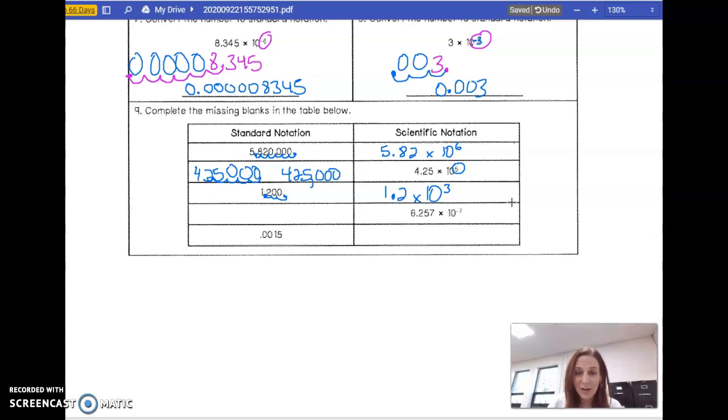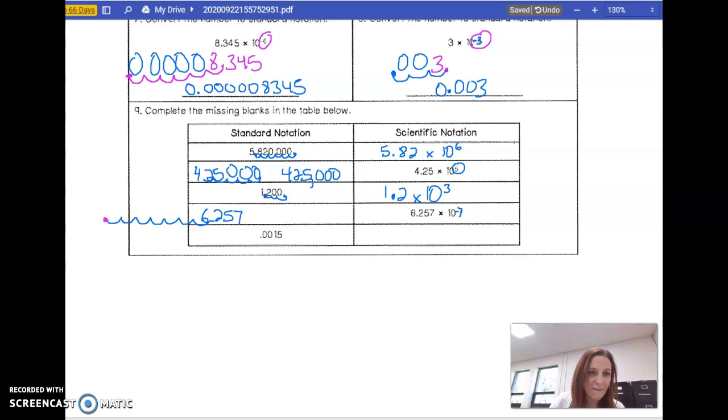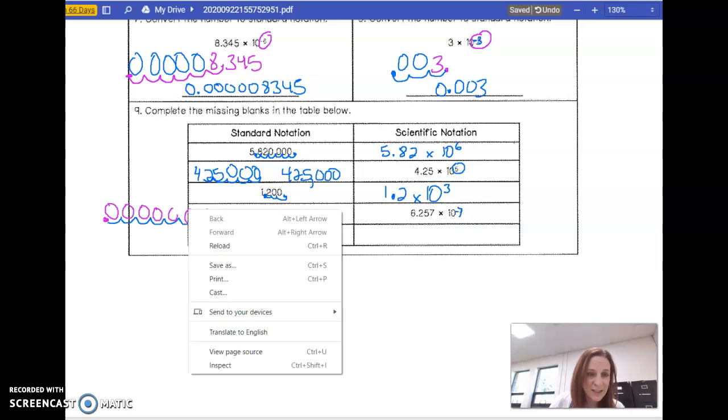All right, this one here. Notice we have times 10 to the -7. That negative tells me I'm going to go to the left. I need to make this a very small number. So I'm just going to write it over here. 6.257. I'm going to the left 7 units. So there's 1, 2, 3, 4, 5, 6, 7. Which means I'm adding in 1, 2, 3, 4, 5, 6 zeros.